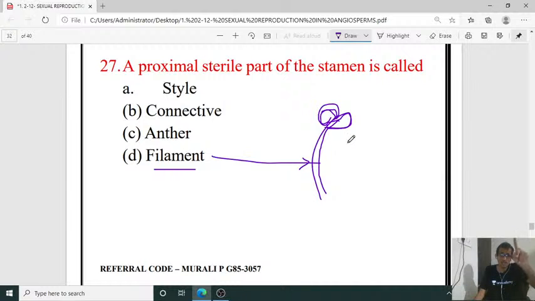Distal part of the stamen is the anther. A distal fertile part of the stamen, another question. A distal fertile part of the stamen is called anther with the pollen grain.